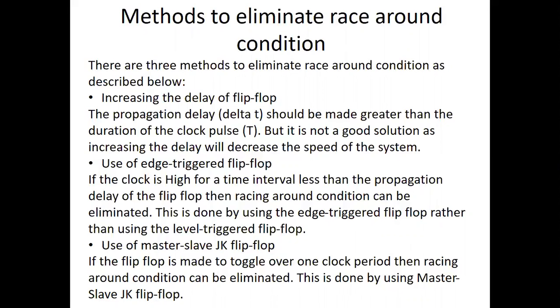The third option to eliminate race around condition is using master-slave flip-flop. What happens in the master slave flip-flop is the master will work during, for example, the positive edge of the clock. The slave will work during the negative edge of the clock. The output of the master will act as input to the slave flip-flop and the slave will generate the output. We'll discuss master slave flip-flop in a later session. Before that, the next flip-flop which we will be seeing is a T flip-flop.